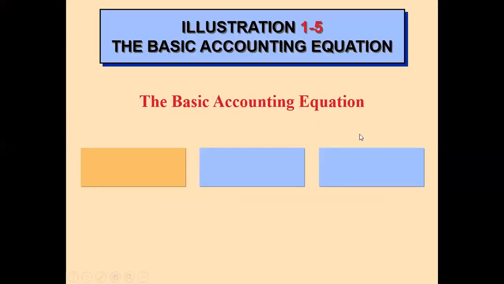So let's start the session with the basic accounting equation. Okay, so this is your basic accounting equation. What is the basic accounting equation? Asset equals liabilities plus stockholder equity. We also call it owner's equity. Owner's equity or stockholder equity is the same thing. So A equals L plus OE in abbreviation, just with the first letters. A equals L plus OE. That is our accounting equation.